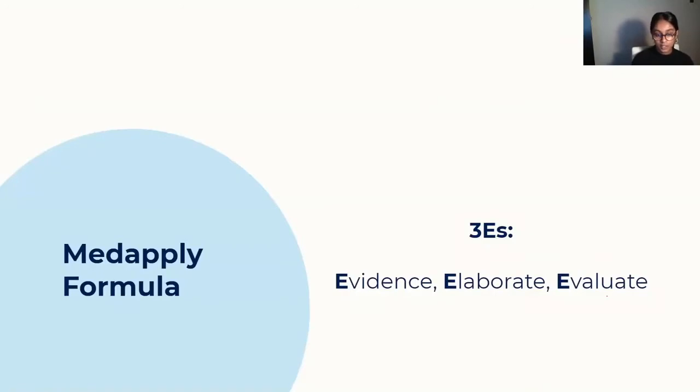So to help you actually do this, we've devised the Medapply formula, which are the 3 E's: evidence, elaborate, and evaluate. So evidence. You need to show evidence of the 3 main points or examples that will answer the question. It depends obviously on the question that you get, but 3 is quite a good number of examples to have. Having a vague idea of 3 things that you can talk about will mean that you can present them in a coherent and concise way.